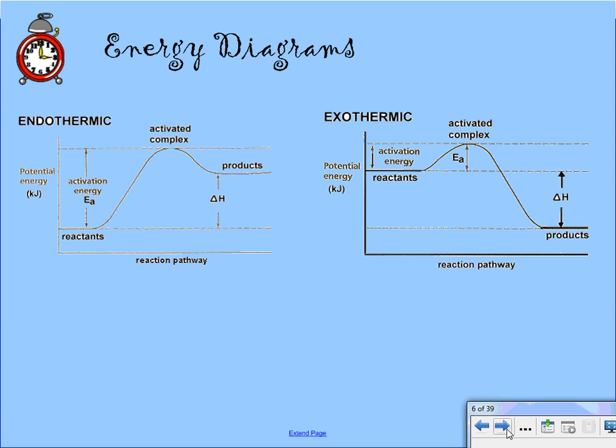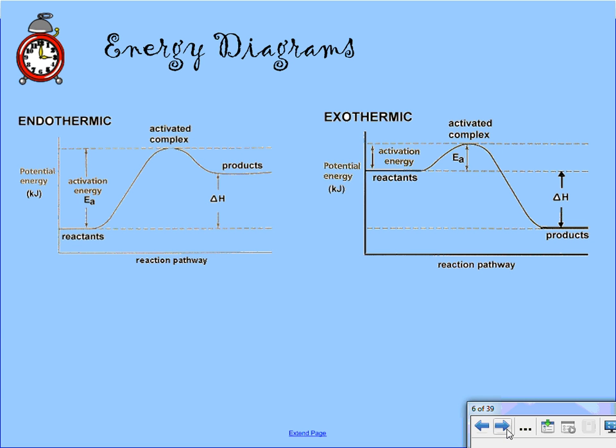We use energy diagrams to show how that energy changes as a reaction takes place. The graph on the left is showing you the reactants that are below the products. In other words, the reactants have to gain energy in order to get up to the product energy line. So that is an endothermic reaction. The x-axis is showing us the reaction pathway on both of these graphs. The reaction pathway just means that as the reaction is progressing from the reactants to the products, how is the potential energy changing?